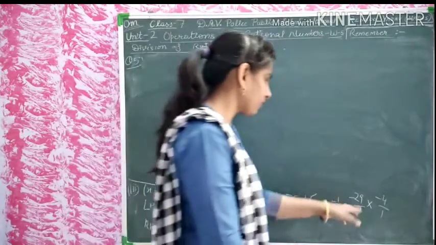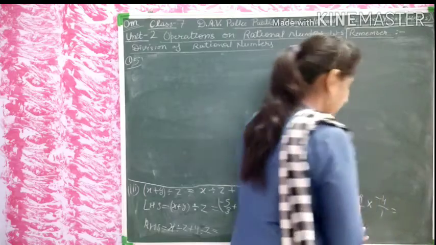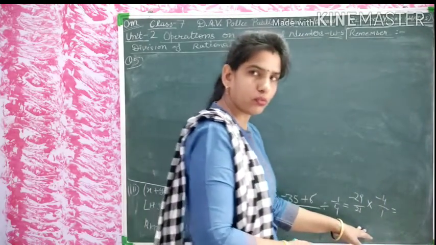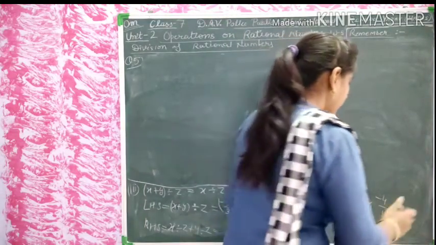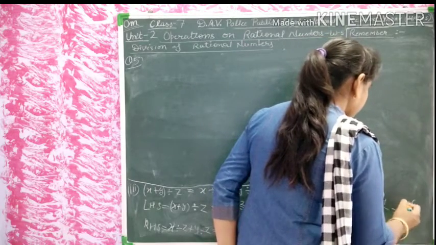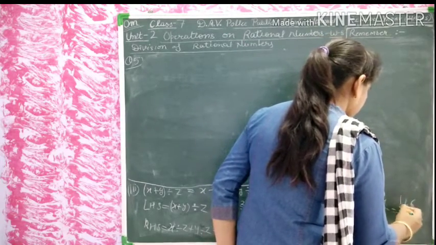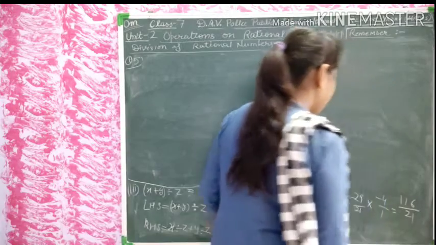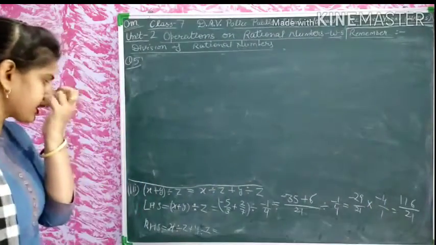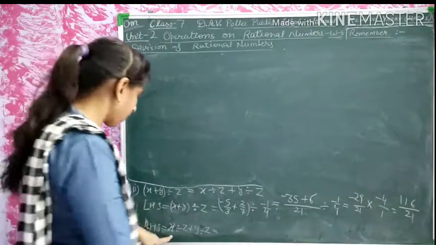Okay students, now we will solve it. Minus and minus becomes a plus, the product of minus and minus, and 29 times 4. This becomes the answer of the LHS here. Now we will solve here the RHS side.